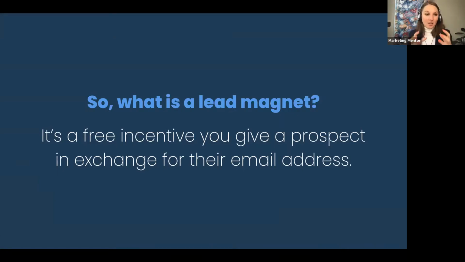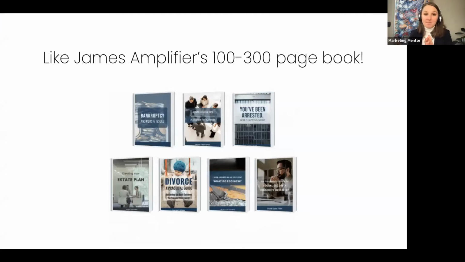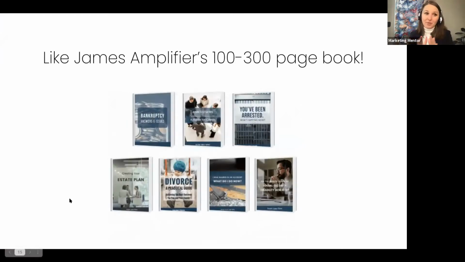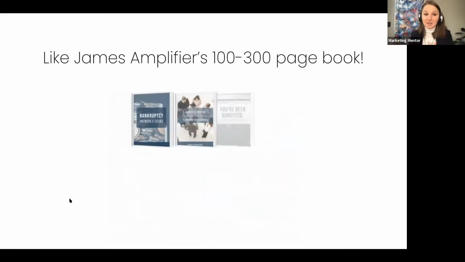Similarly, in the legal industry, we think about a lead magnet a little differently. It's not a coupon for your services, but rather some sort of free piece of content that's gated behind a request for their email address. Sometimes you may even request their phone number. For example, in our James Marketing Amplifier service, we have a 100 to 300 page book that we offer as a lead magnet. Cara, I might let you jump in and talk a little bit about this, because you have some other thoughts on other ideas for lead magnets that attorneys can use.